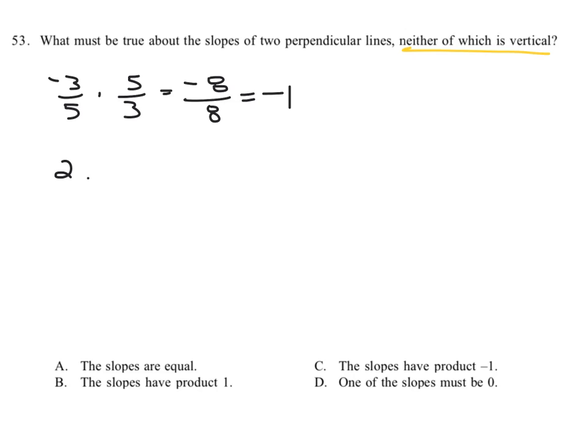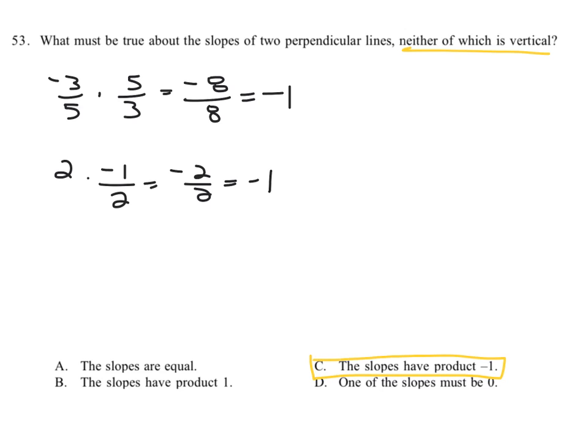Let's say we have a slope of 2. The opposite reciprocal of that is -1/2. If you multiply those together, you get -2/2 or -1. As you can see, you always have the product of the slopes is -1. Multiplying the slopes together gives you -1.